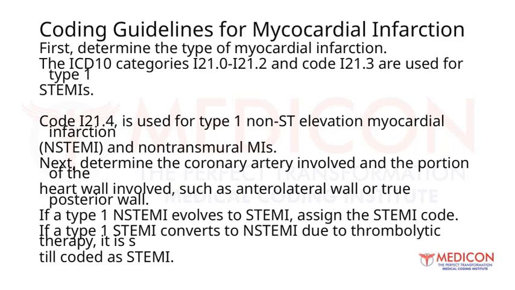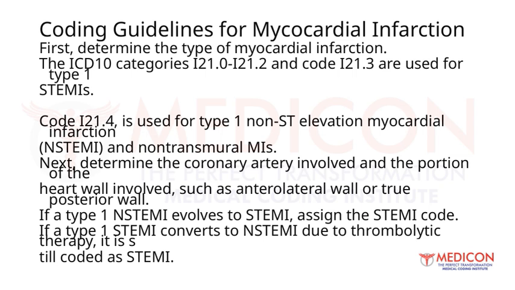Let's start by understanding how to properly code for myocardial infarction. First, it's essential to determine the specific type of MI we're dealing with. Now, for type 1 STEMIs, we use the ICD-10 categories I21.0 through I21.2, as well as I21.3. These codes are specific to different manifestations of ST elevation myocardial infarctions. On the other hand, if we're looking at a type 1 non-ST elevation MI or NSTEMI, we use code I21.4. This also covers non-transmural MIs, which are different in terms of the affected heart wall and their clinical presentation.